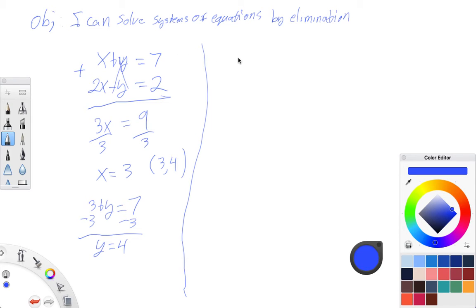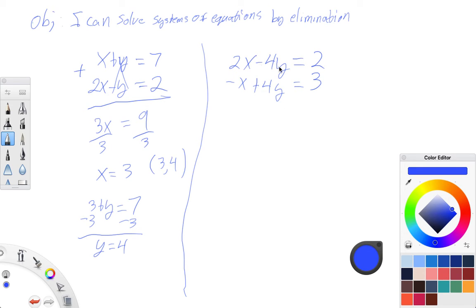Okay, so the example I'd like you to do is 2x minus 4y equals 2, and negative x plus 4y equals 3. Okay, go ahead and pause the video, try that out on your own, and then when you're done, unpause the video and I'll show you the solution. Hopefully they match. If they don't, then hopefully you see what's different, why it didn't work.